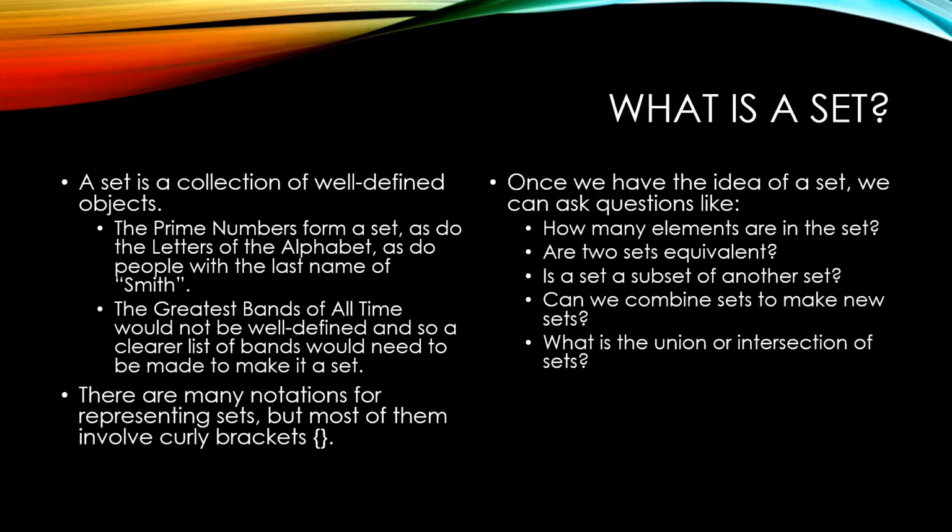And so, first things first, what is a set? A set is a collection of well-defined objects. And the question always arises, how do we define well-defined? Because that's kind of an important thing. Here are some examples. And so the prime numbers form a set, as do the letters of the alphabet, as do people with the last name of Smith. All of those are well defined.